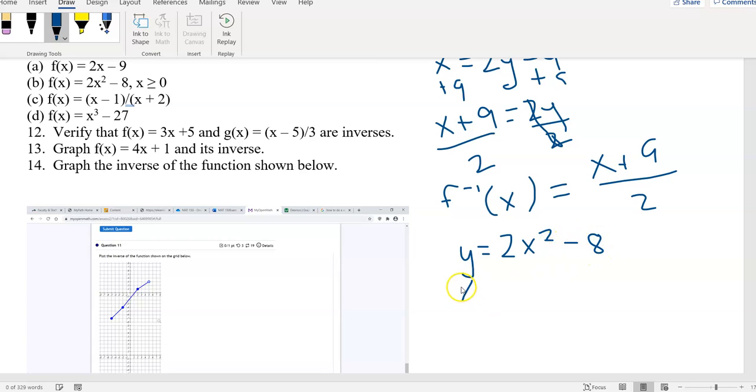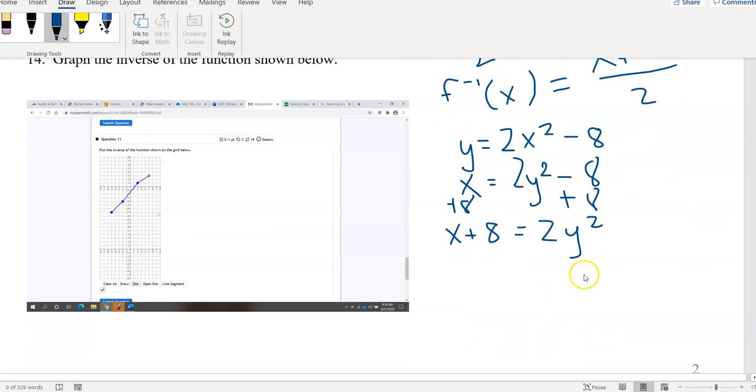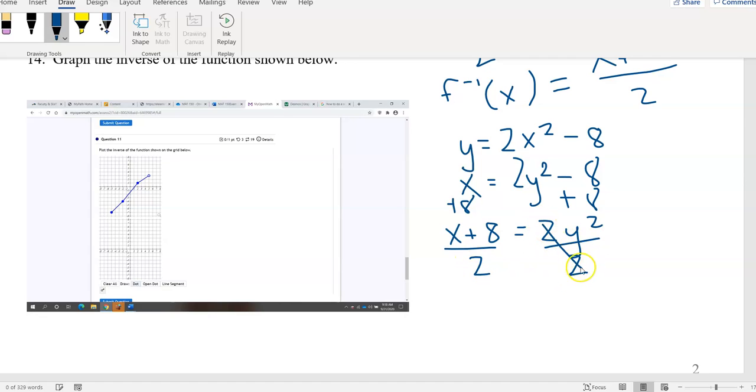Let's switch the x's and the y's. And let's solve for y. So add 8. We'll get x plus 8 equals 2y squared. Let's divide out our 2 that's still with our y squared. So divide it out. Now, we still have a y squared. To get rid of a y squared, let's recall we're going to do a square root.